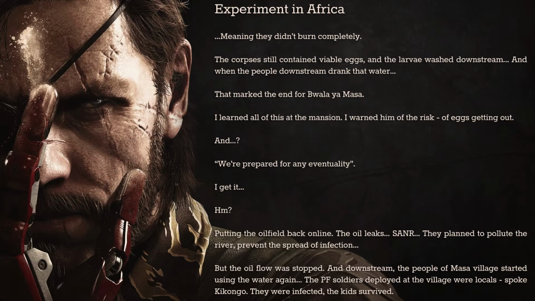I learned all of this at the mansion. I warned him of the risk of eggs getting out. And? We are prepared for any eventuality. I get it. Putting the oil field back online. The oil leaks, sane. They plan to pollute the river, prevent the spread of infection. But the oil flow was stopped, and downstream the people of Masa village started using the water again. The PF soldiers deployed at the village were locals, spoke Kikongo. They were infected, and the kids survived.